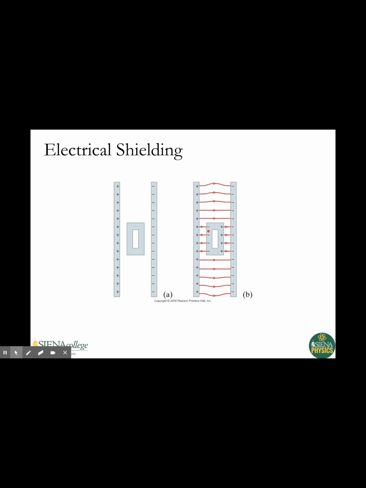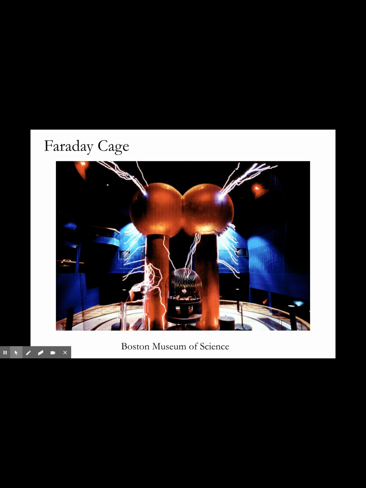And notice that the charges move so that the negative charges are attracted to the positive plate, and the positive charges are attracted to the negative plate. But inside of here, the electric field is 0. And inside of here, the electric field is 0. And so a great example of that is a Faraday cage. This is an example from the Boston Museum of Science where these are Van de Graaff generators. Van de Graaff generators are creating a potential and creating a field. And so here we have this is a bird cage.